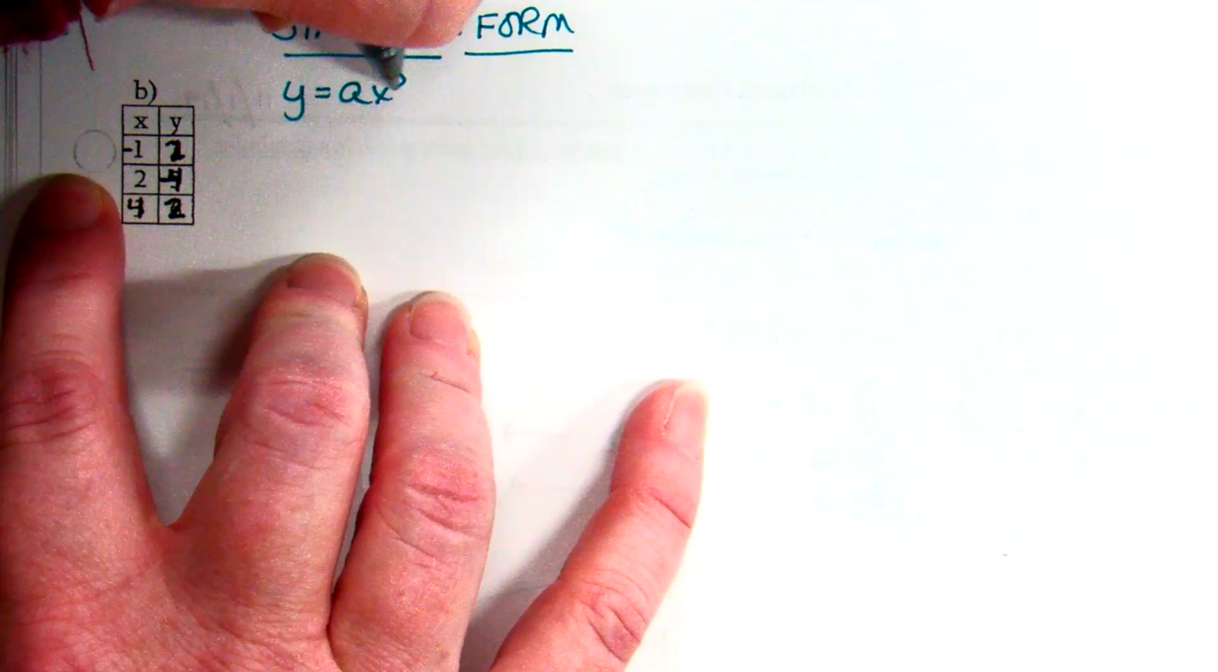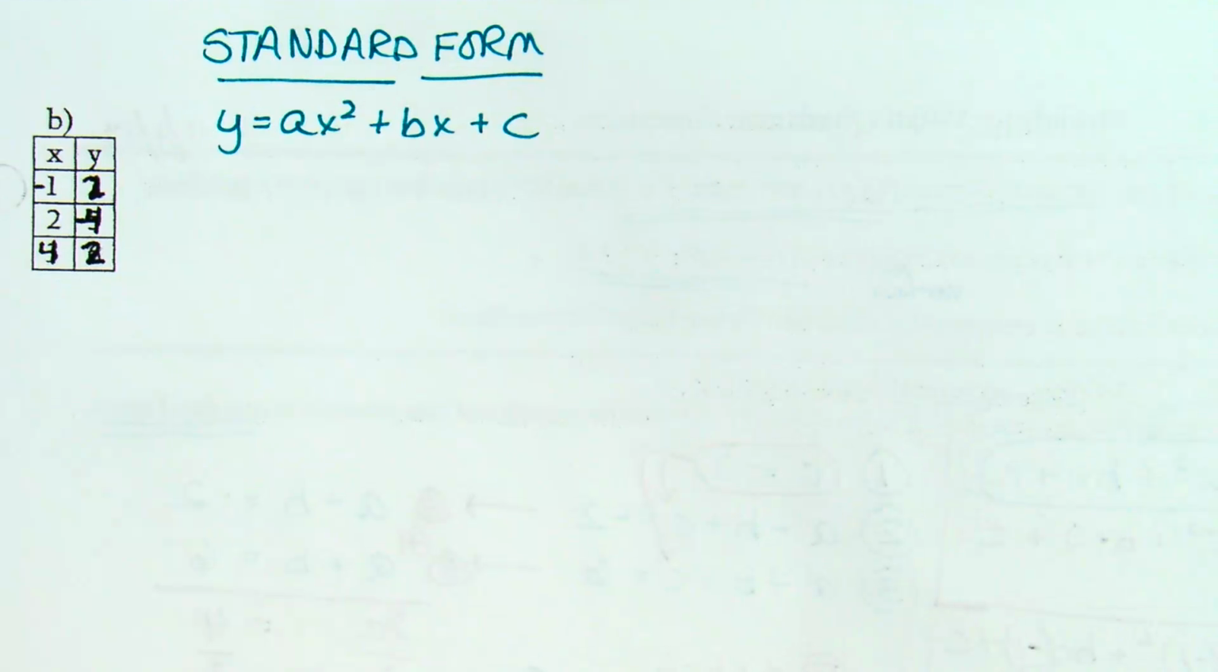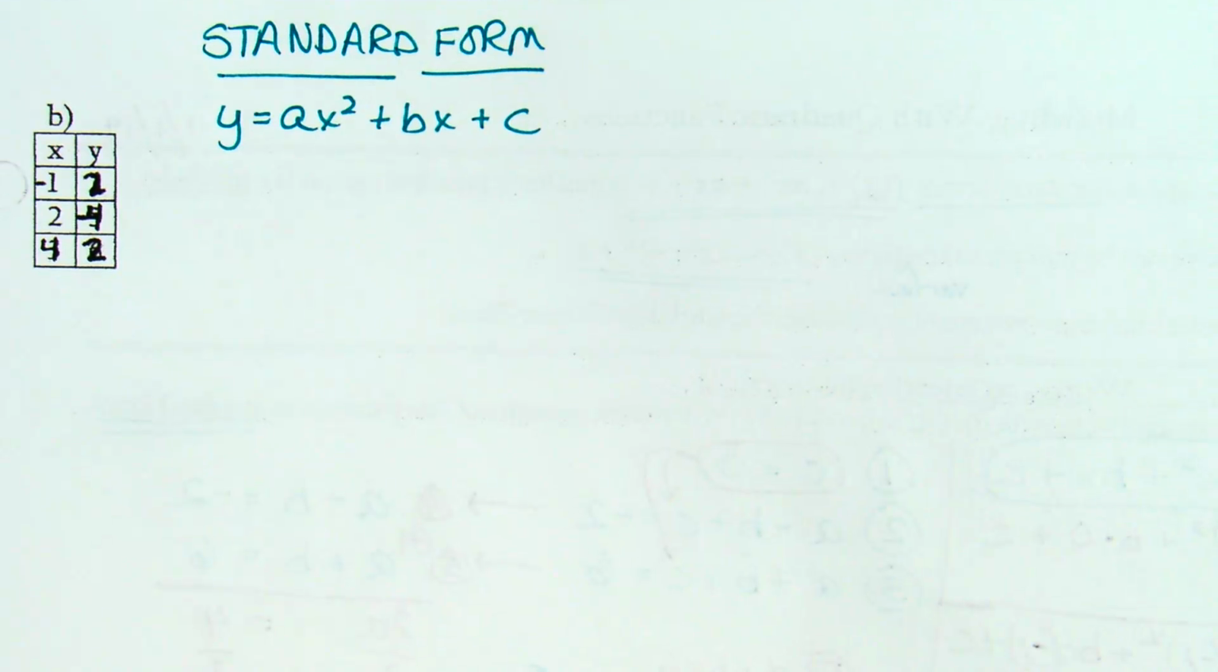And what is that standard form? Y equals AX squared plus BX plus C. Just like the problem on the previous page, we are given 3 ordered pairs. It's just that it's an XY chart this time, right? And I'll be honest, we don't have a 0, comma something. That's what makes the problems nice.